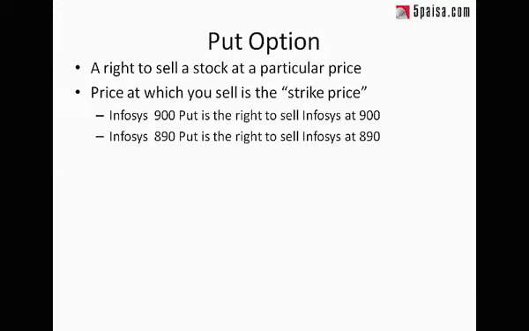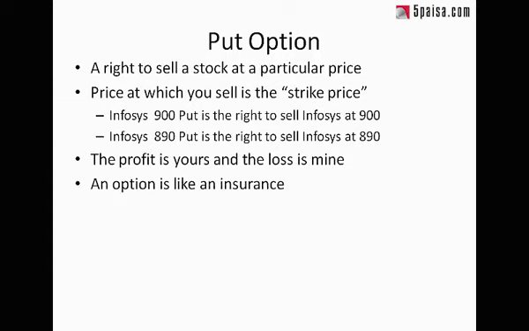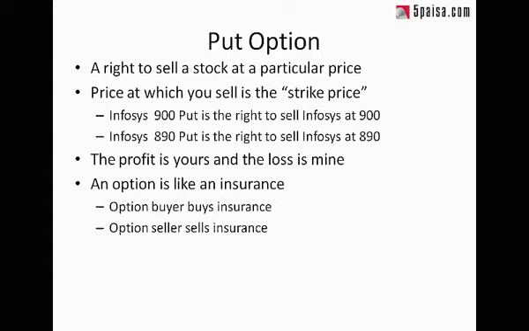You noticed in the payoff table that in every scenario the profit is yours and the loss is mine, which also leads us to conclude that the option is an insurance because I am protecting you from the price fall and taking the risks myself, which means the option buyer is actually buying an insurance from an option seller to protect him.